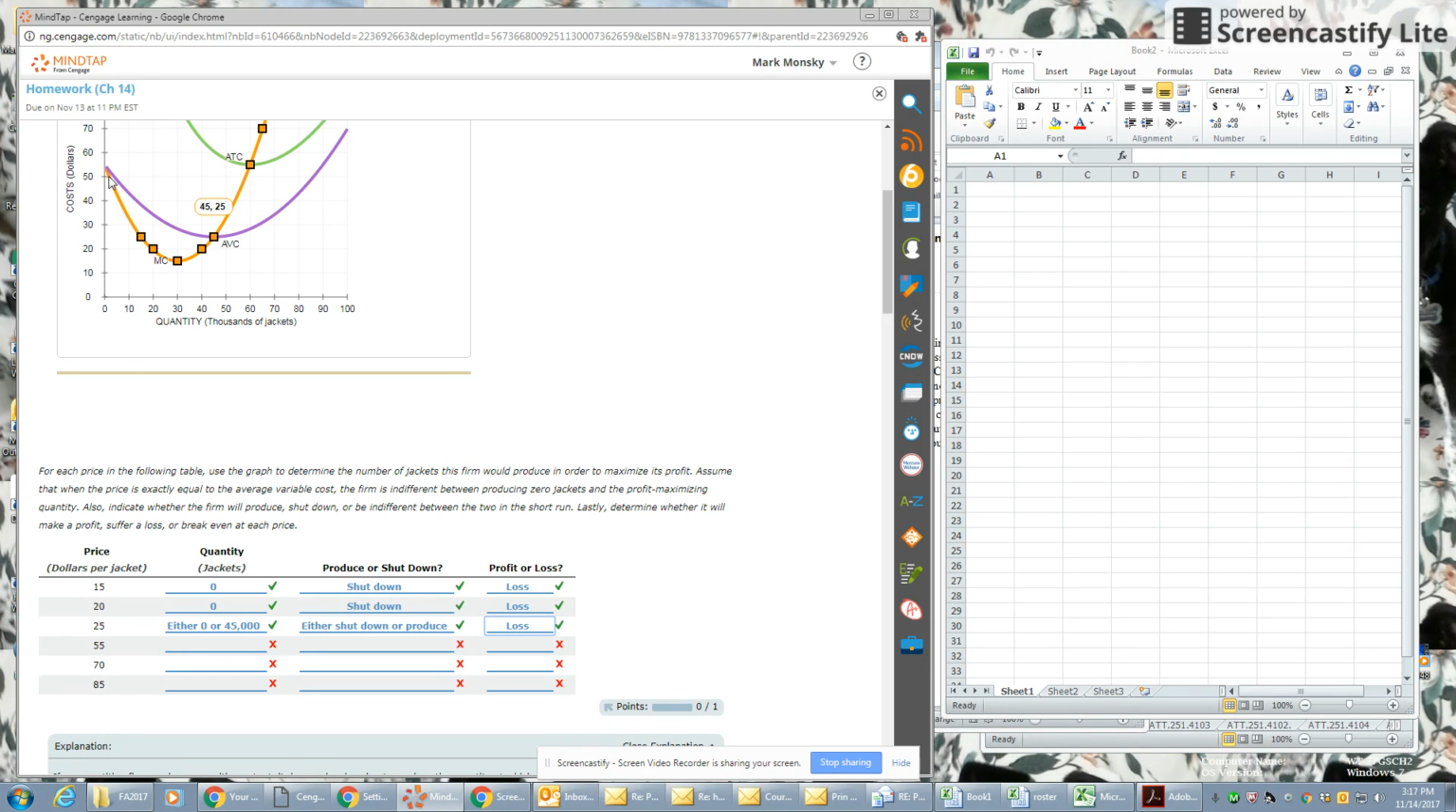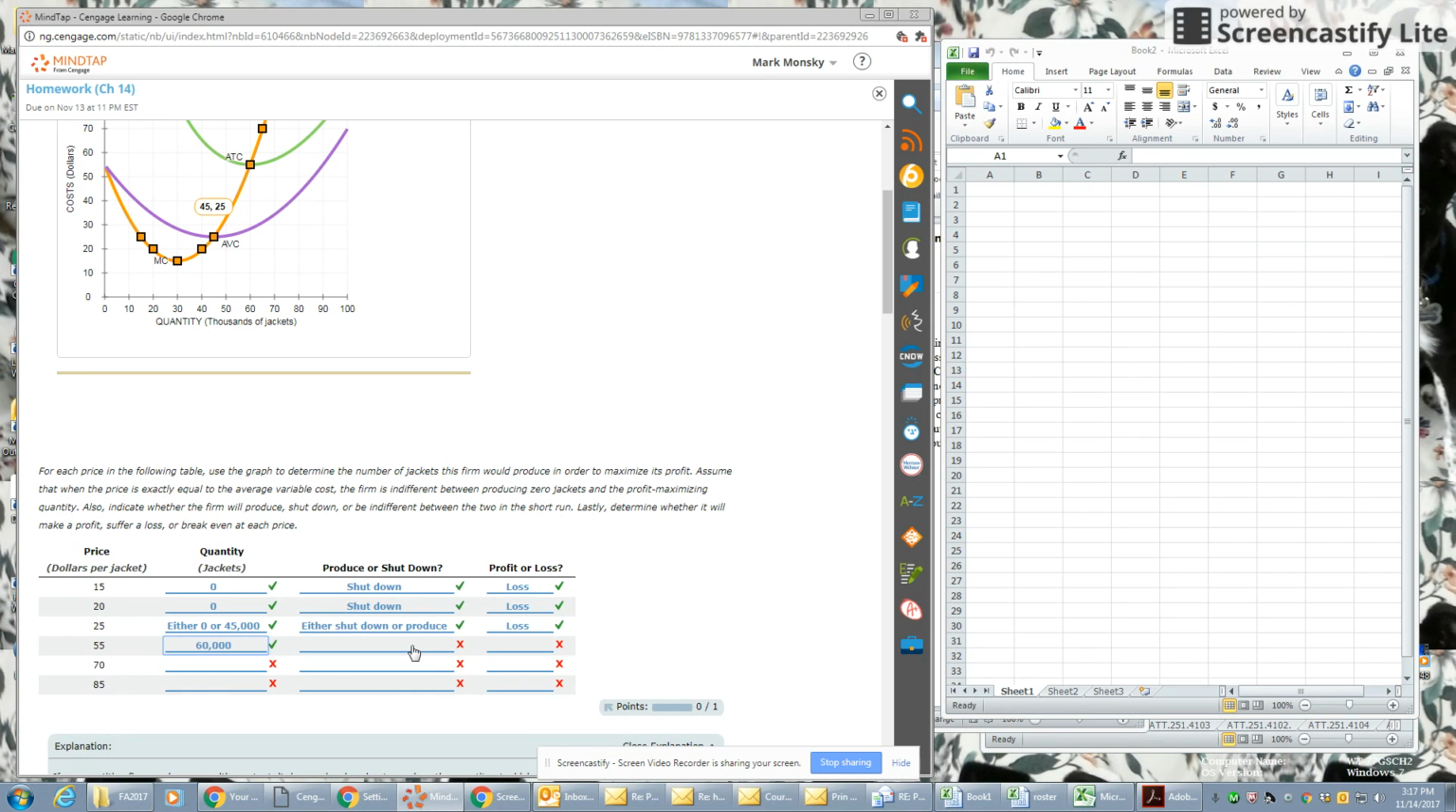$55. At a price of $55, our firm is going to produce a quantity of 60,000 jackets. Marginal cost is equal to marginal revenue at that price level, at that quantity of 60,000 jackets. So they're going to choose to produce 60,000 jackets.